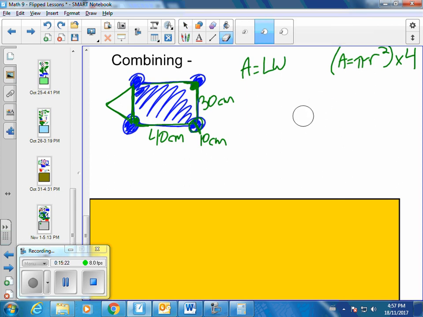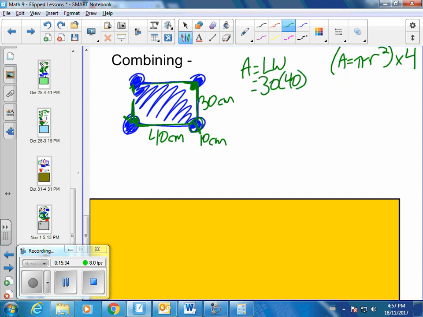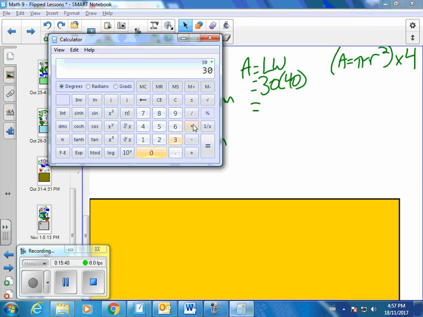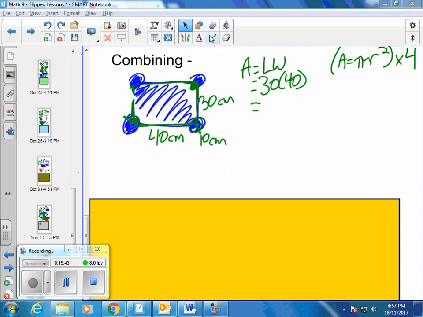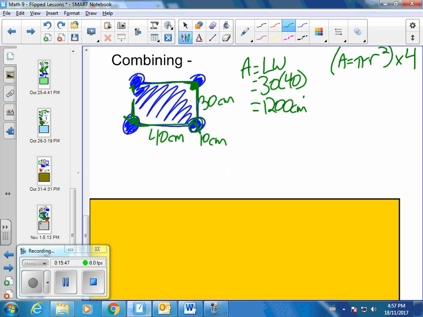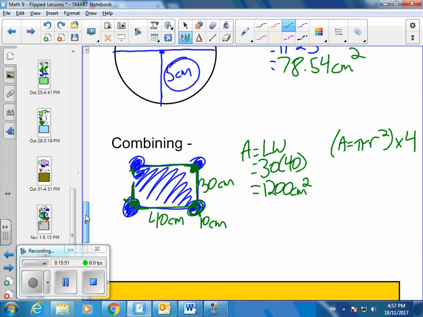So to give you a quick example of what it would look like for this particular shape, I know the area of my square. I'm going to bust off this triangle. The area of my square is 30 times 40. Okay. So what that means is 30 times 40 is going to give me 1,200 centimeters squared. We already calculated out what a 10-centimeter circle is up here.